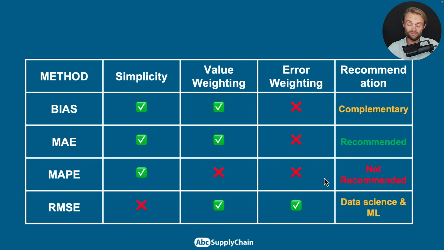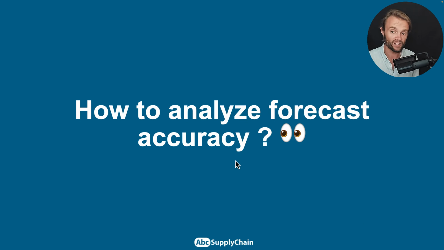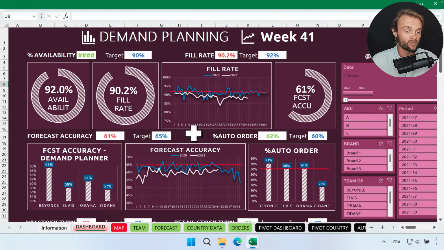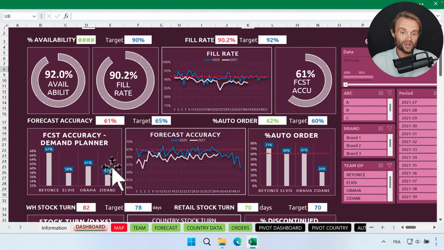All right, so now the next question, how to analyze your forecast accuracy? What is a good forecast accuracy? This is one of my dashboards for my full method and programs. I recommend you track your forecast accuracy, not only today, but for many years. And the best benchmark for the best value is to track your historical performance. As I said before, it's very difficult to say, is it 70%, 80%, 40%, 50%? It depends on the type of products.